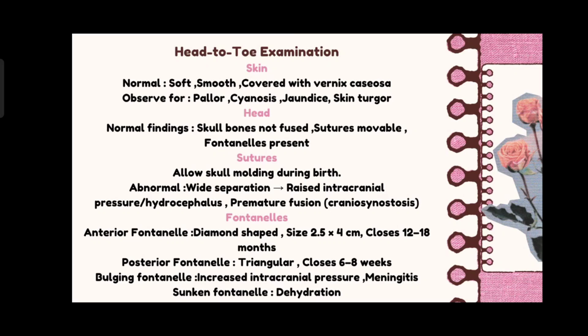Then coming to the fontanelle, we already know that two types of fontanelles are there, that is anterior and posterior. Anterior fontanelle is diamond shaped and its size is from 2.5 to 4 cm, and it usually closes during 12 to 18 months. Then posterior fontanelle is triangular in shape. It usually closes during 6 to 8 weeks. And if the fontanelle is bulging, it means there is increased intracranial pressure and also meningitis may be there.